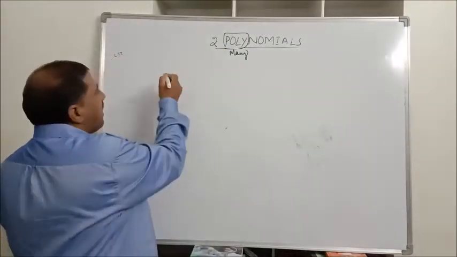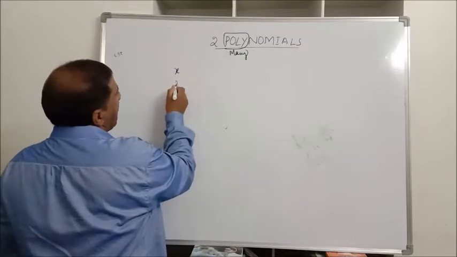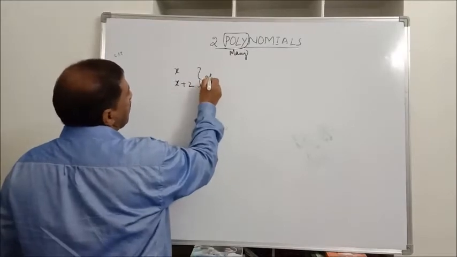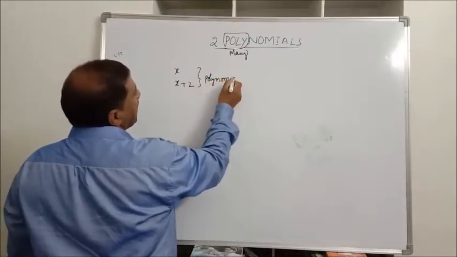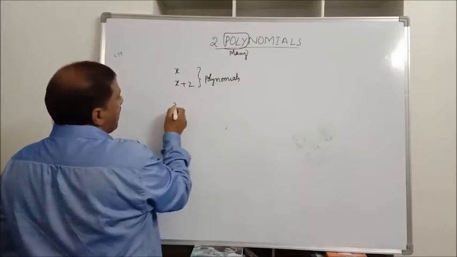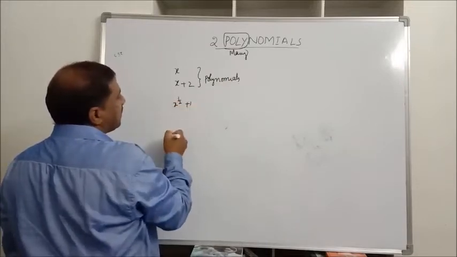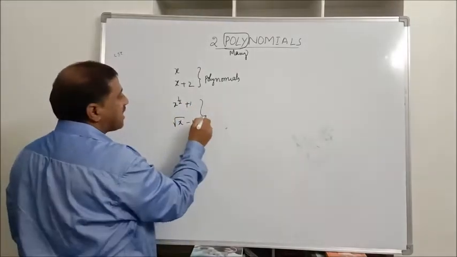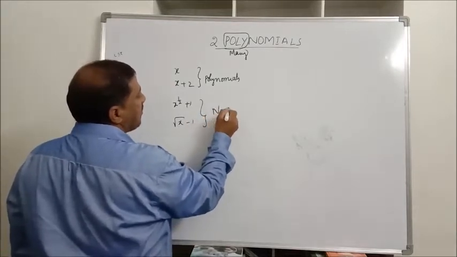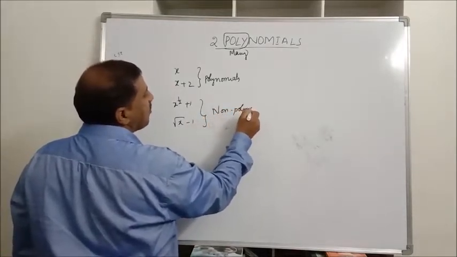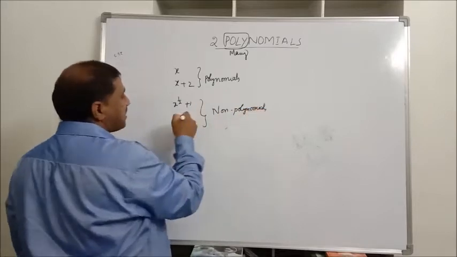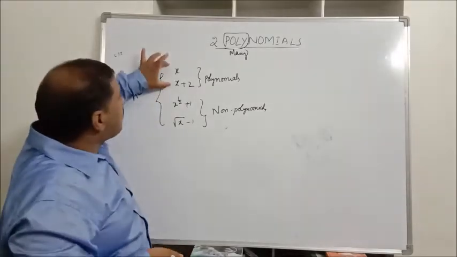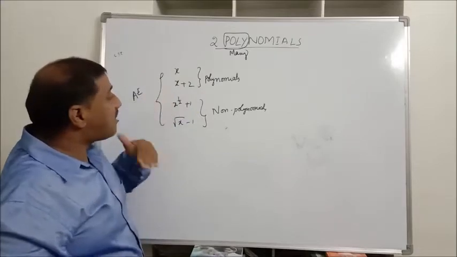For example, x is an algebraic expression, x plus 2 is an algebraic expression; these two are polynomials, and they are also algebraic expressions. Now x to the power of 1 by 2 plus 1, or square root of x minus 1, these are algebraic expressions, but they are not polynomials, they are non-polynomials. Why they are non-polynomials, we will discuss here. All these are algebraic expressions, but these two are polynomials in one variable and these two are non-polynomials.